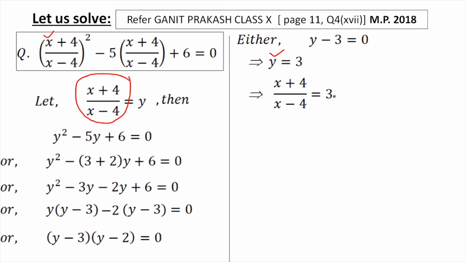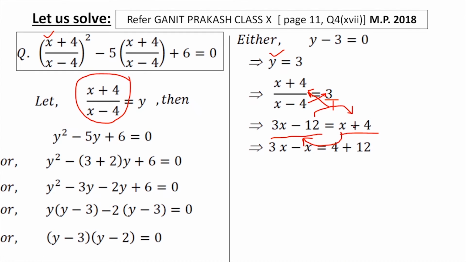Okay, so now cross multiplying this, what is the number beneath 3? It is 1, so 1 into x plus 4, and 3 into x minus 4 will give us 3x minus 12, and x plus 4 into 1 will give us x plus 4. Okay, so now what we'll do is we'll bring x onto this side and take 12 onto this side. So it will give us 3x minus x, minus 12 will go onto the right hand side, so it becomes plus 12, and this is minus x.